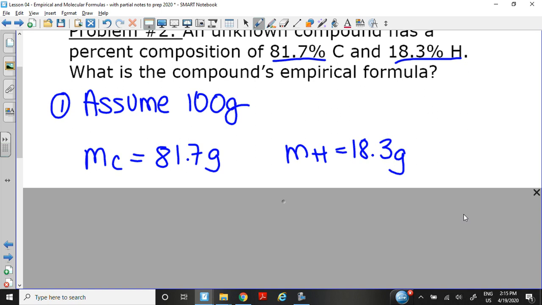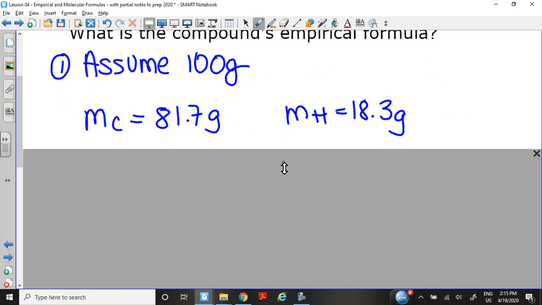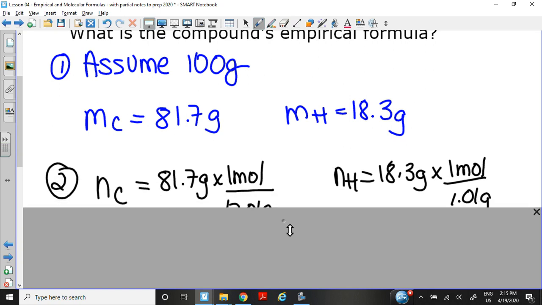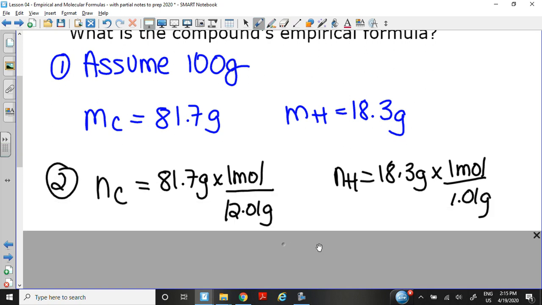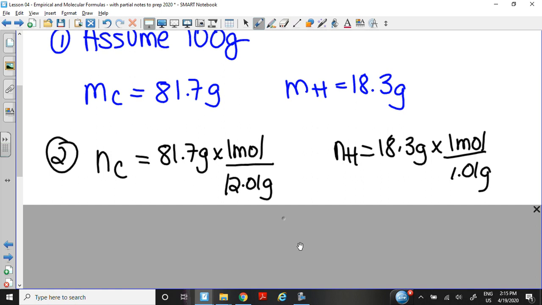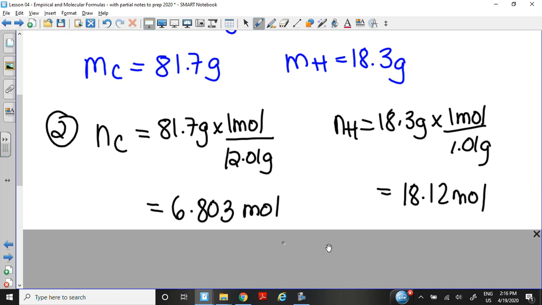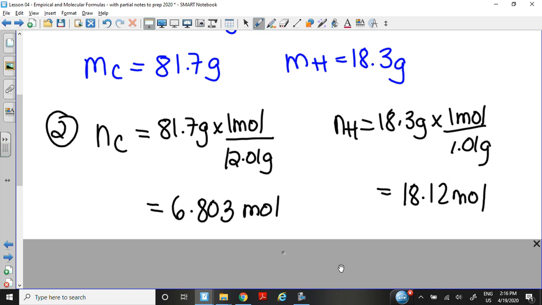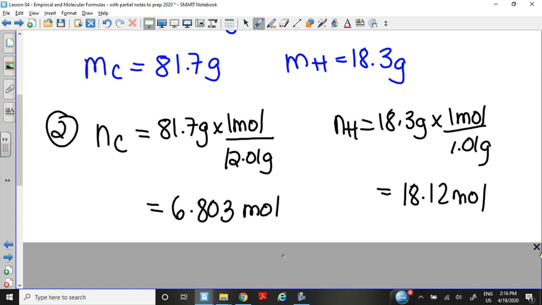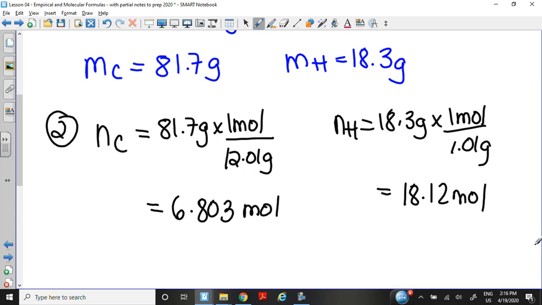A lot easier. Then, masses we know aren't good for atoms. We need moles. So just like the previous problem, find the number of moles by dividing by the molar mass. Divide by carbon's molar mass, divide by hydrogen's molar mass. Once you've done that, you should get these approximate numbers for your moles.